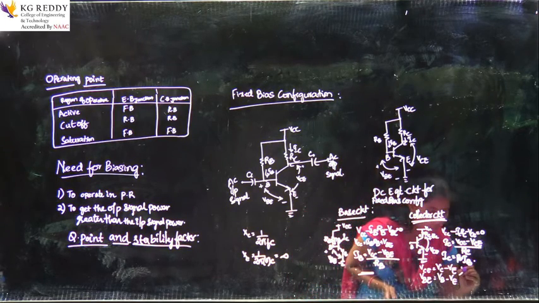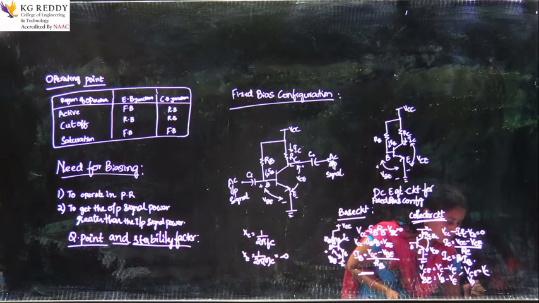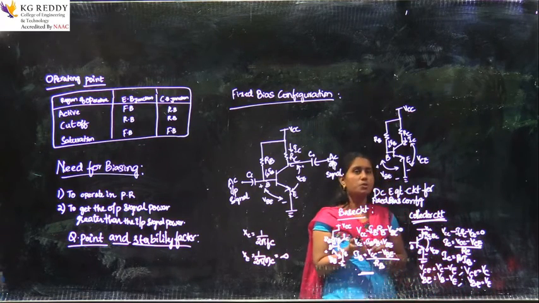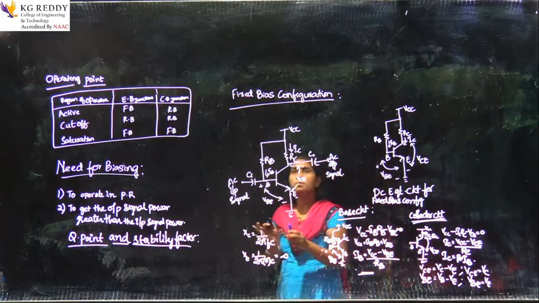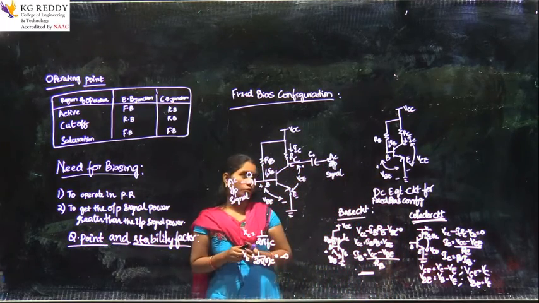So, we can directly write VCE equals VC and VBE equals VB, as VE equals 0. So, this is the simplest fixed bias configuration.